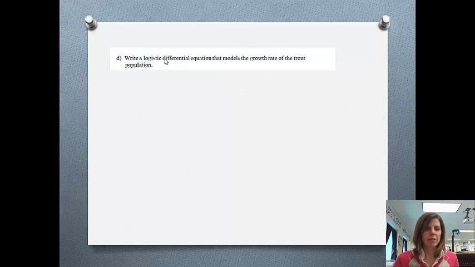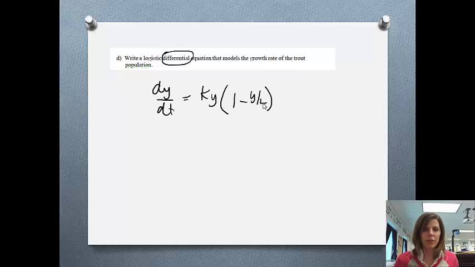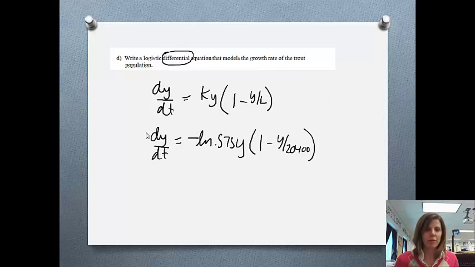Part D says to write a logistic differential equation this time that models the growth rate of the trout population. The general form of a logistic differential equation is dy/dt equals ky times 1 minus y over the carrying capacity, which is L. We plug in what we do know. We found that k was equal to the negative natural log of 0.575. We keep our y as y, and then we have 1 minus y over the carrying capacity, which was 20,400. That would be my differential equation that models the situation. And there we go.